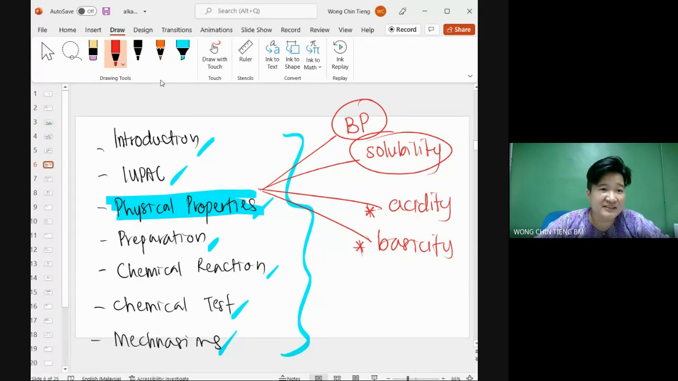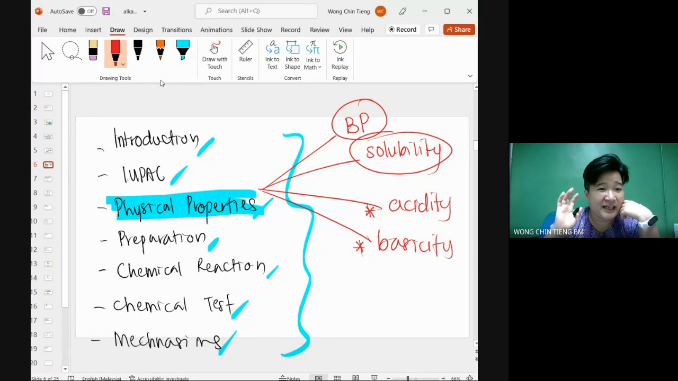Kita akan ulang physical property, boiling point, solubility di alkane, di haloalkane, di alcohol, di carbonyl, aldehyde, ketone, di carboxylic acid, di amine. So kita akan ulang 6 kali, 7 kali. The same thing.